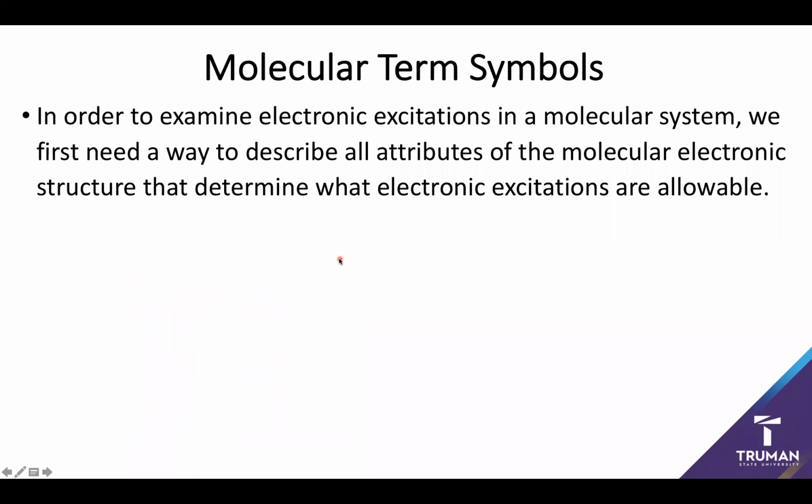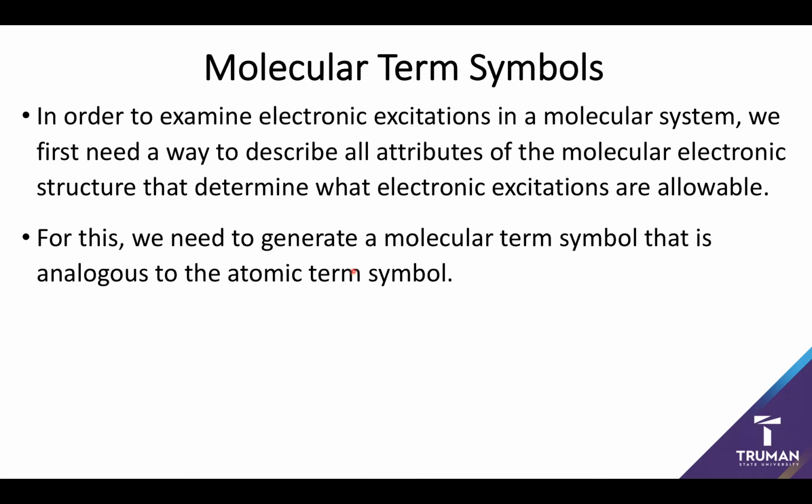So, in order to talk about molecular spectroscopy, the first thing we're going to need to do is assign all of those same attributes, spin, angular momentum, as well as new attributes like symmetry. So in order to do this, we're going to need a molecular term symbol. So this is going to serve much the same role that the atomic term symbol did. It's going to help us know what excitations are allowable and which excitations are forbidden.